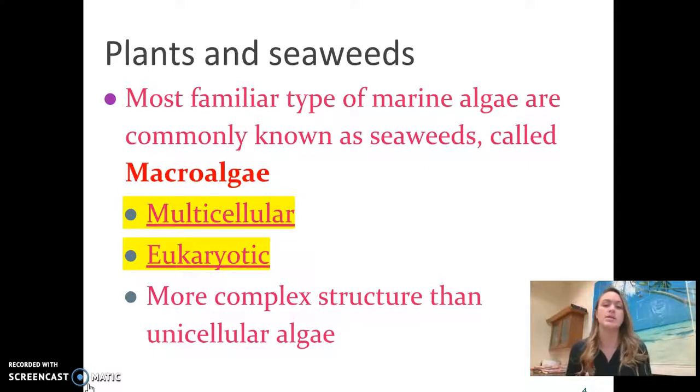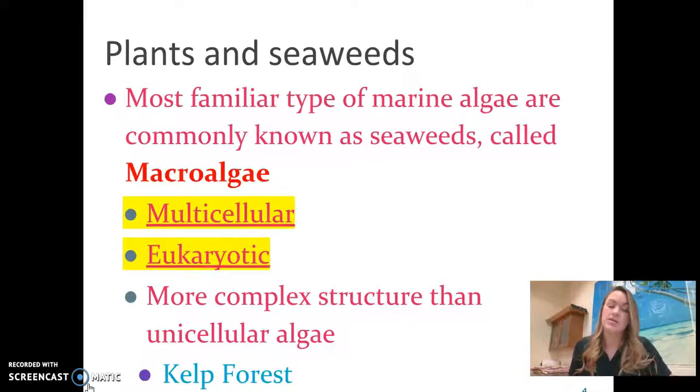Whenever you think seaweeds, a lot of times we think, oh, it's green, it goes through photosynthesis, it's a plant. Well, not exactly. So these all fall within that kingdom Protista. They are multicellular, they are eukaryotic, but they do have a more complex structure than some of our unicellular algae.